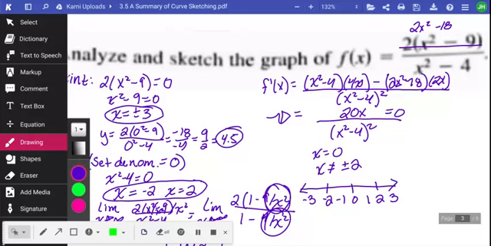Just the top. Because the bottom is always positive because it's squared. So we just have to multiply it by 20. So essentially whatever sign it has, it still has. Okay, so that's kind of nice.